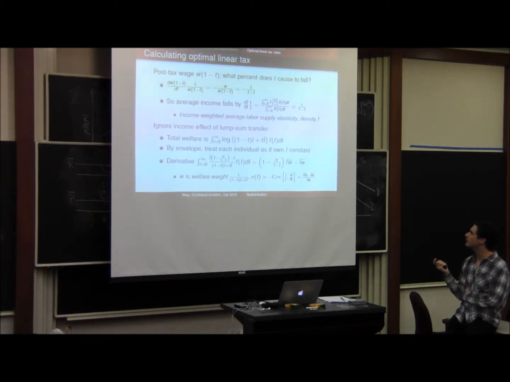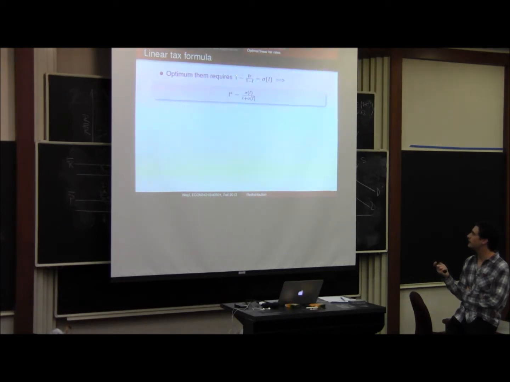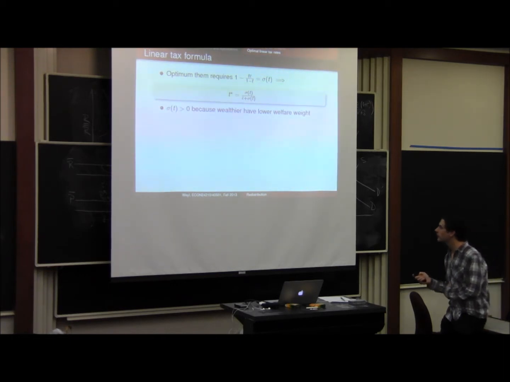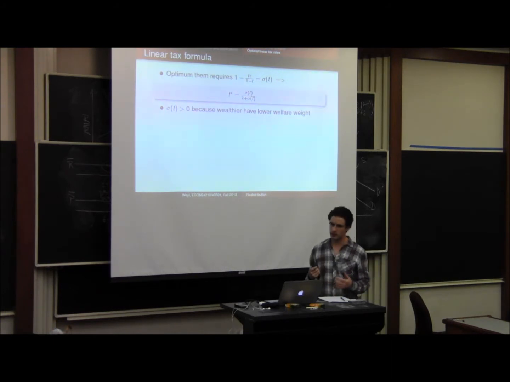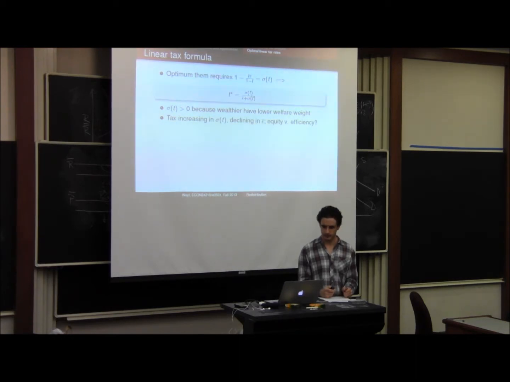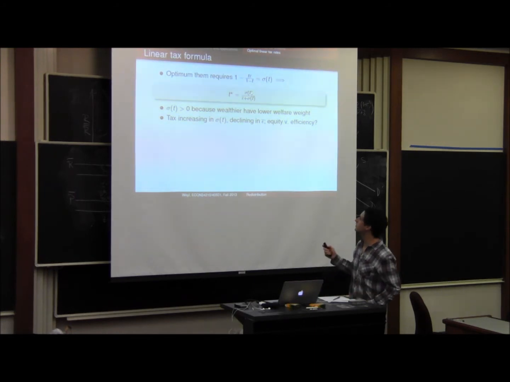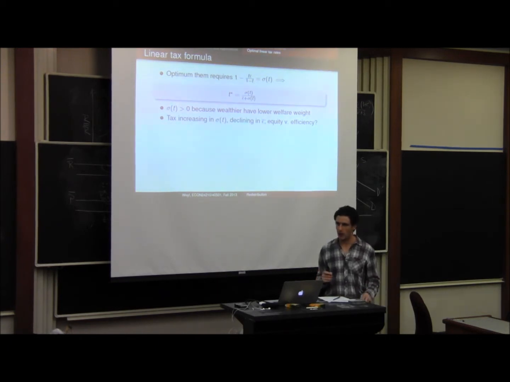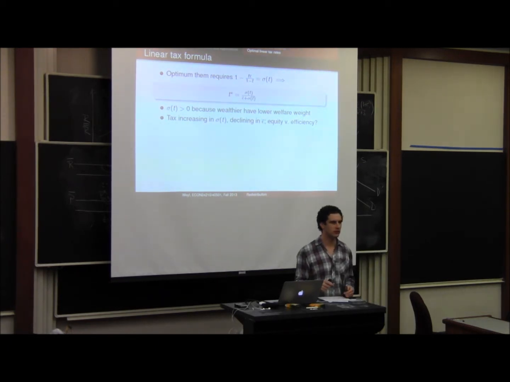Okay, so that we can then plug this into here and solve out, and we get that the optimal tax rate is going to be equal to this measure of inequality over the elasticity of labor supply on average, plus that measure of inequality. And that's going to be positive because the wealthier people have a lower marginal welfare weight. And we notice that the tax is going to be increasing in the degree of inequality and decreasing in the elasticity.